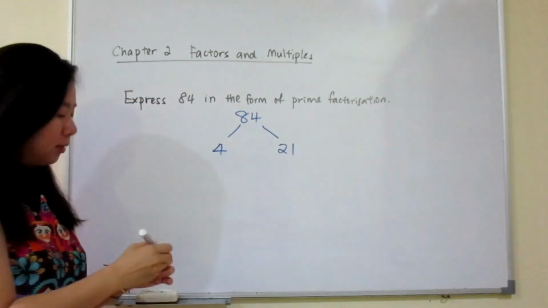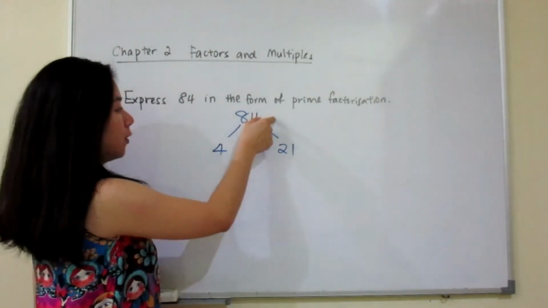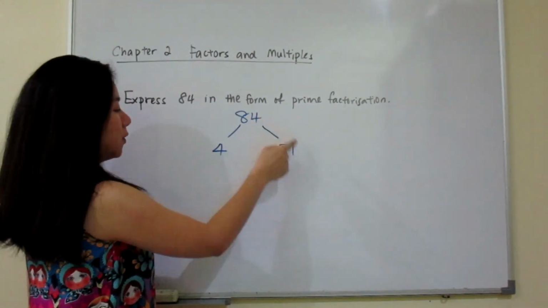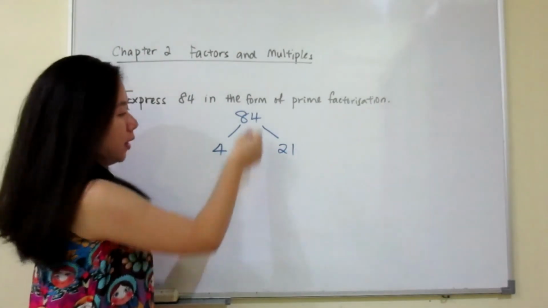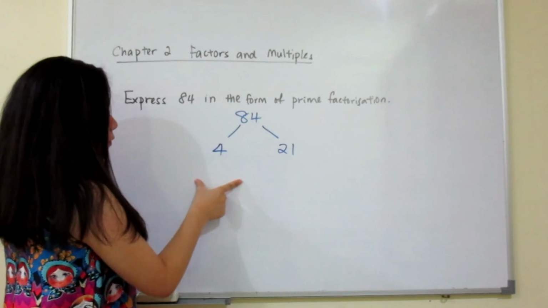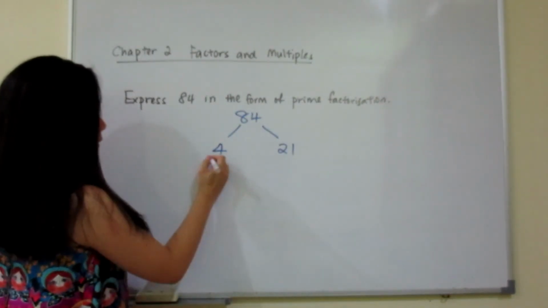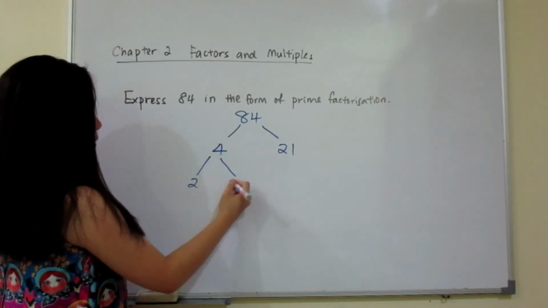Okay, so it means 4 times 21 gives me 84. So 84 divided by 4 is 21, and 84 divided by 21 is 4. That's how you write it. Okay, so we split it into 2 numbers. So let's split further for 4 and 21. So let's split 4 first. It becomes 2 times 2.